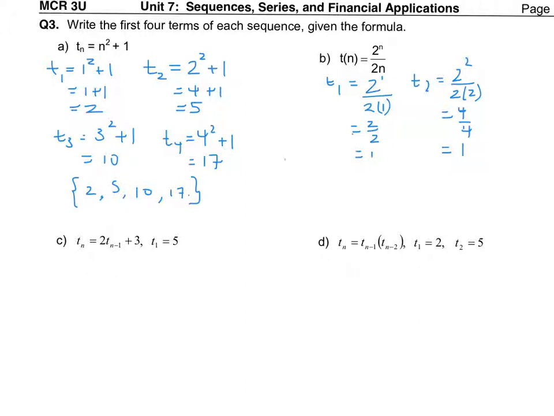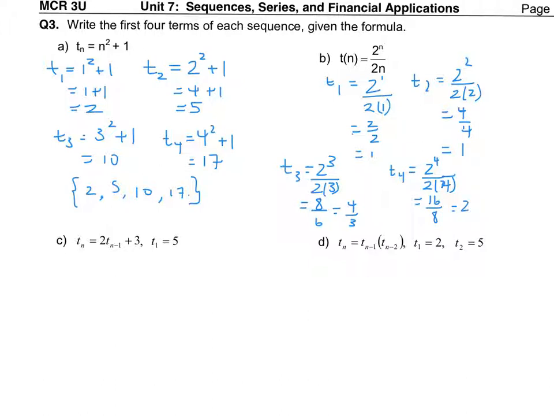Term 3 should equal 2 to the exponent 3, which is an 8, divided by 2 times 3, which is 6, and then 8 over 6 could reduce to 4/3. And then term 4 would equal 2 to the exponent of 4, which is 16, divided by 2 times 4, which is an 8. So 16 divided by 8 would equal 2.